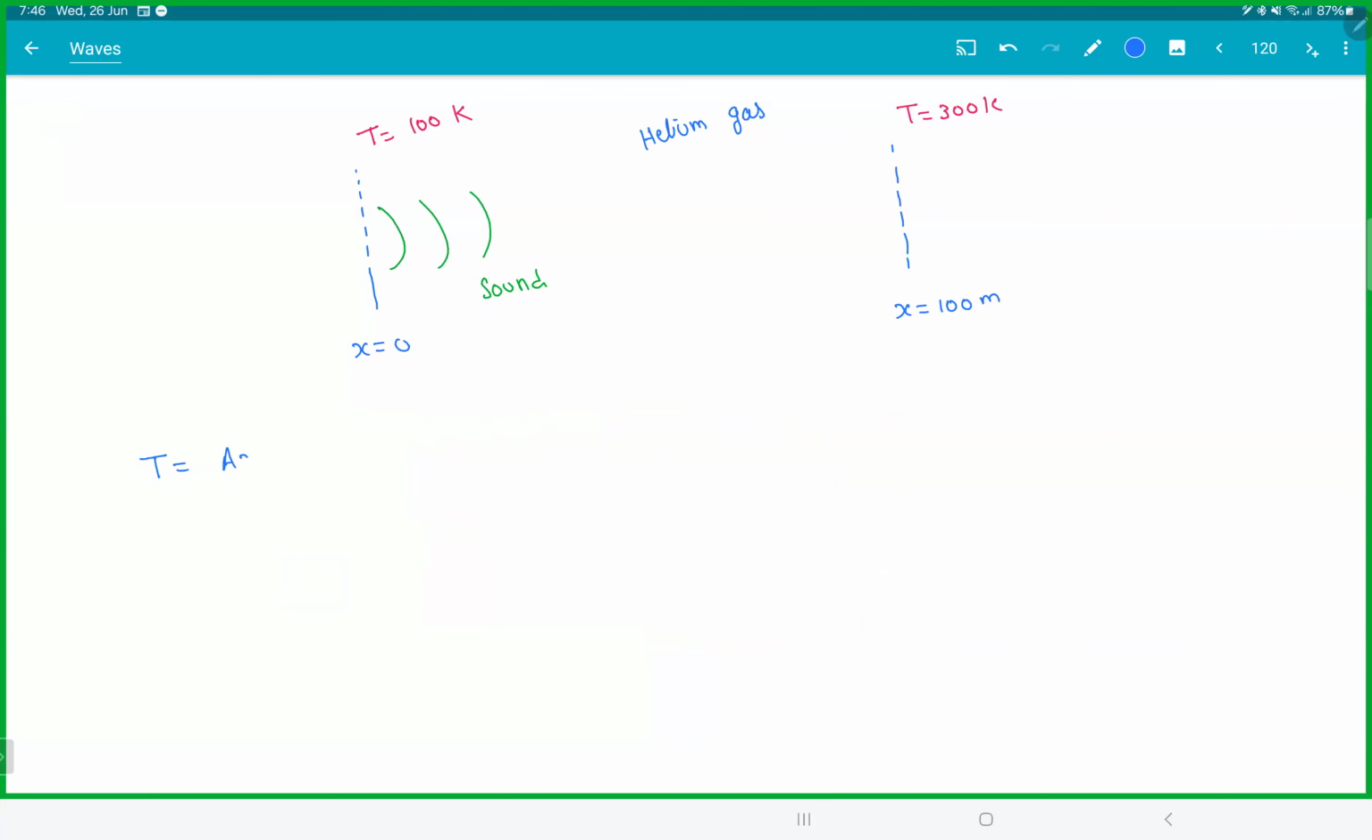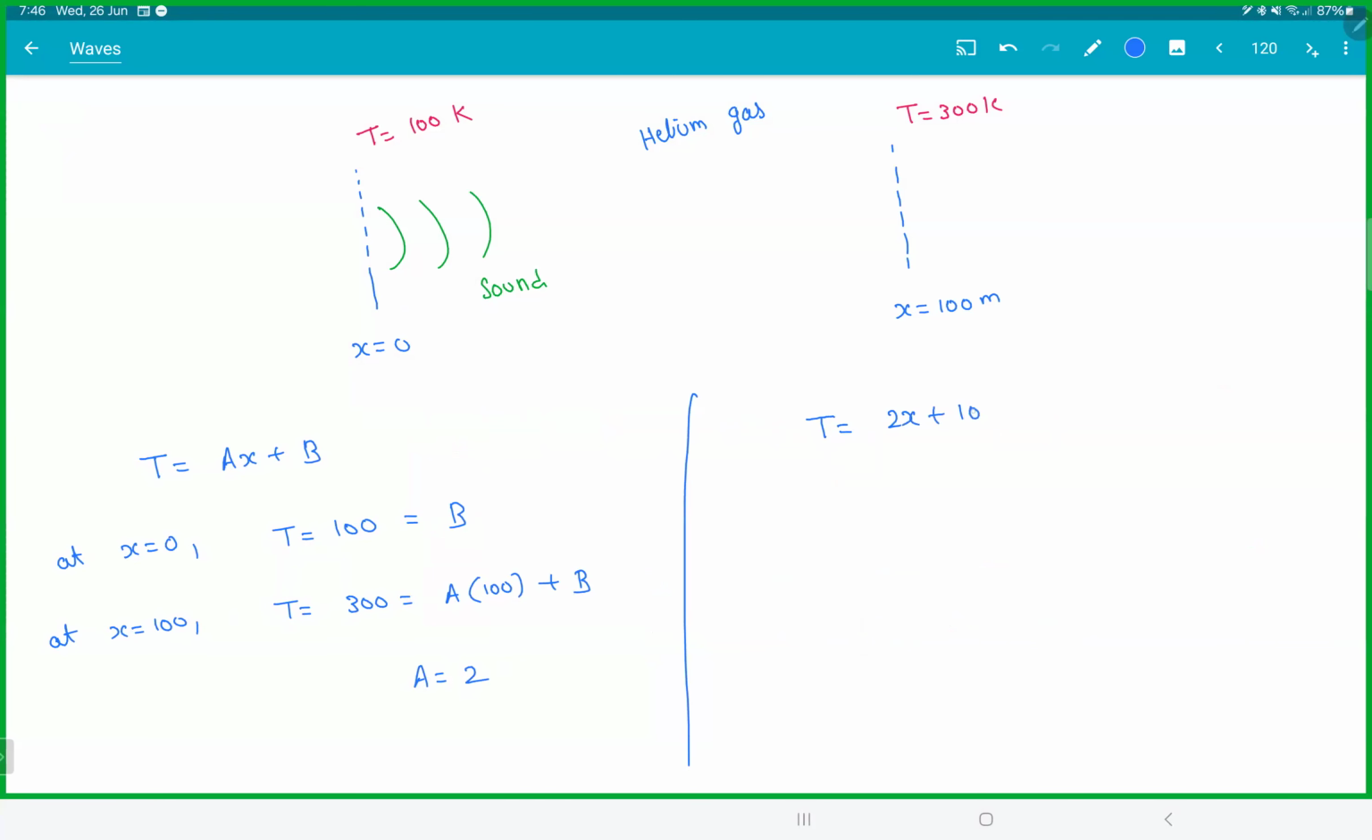So T is equal to ax plus b. If x is equal to 0, T is 100. This is equal to b. A will be 2. So therefore, we are getting temperature is equal to 2x plus 100. Got this? That's your temperature as function of x coordinate.